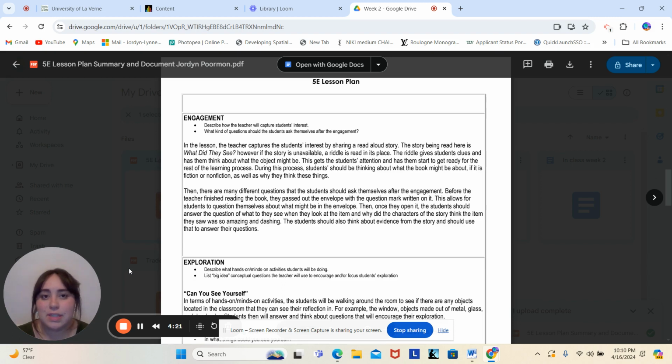And then this helps students get ready for the rest of the learning process. It gets them excited to learn. They are just geared up and ready to go.